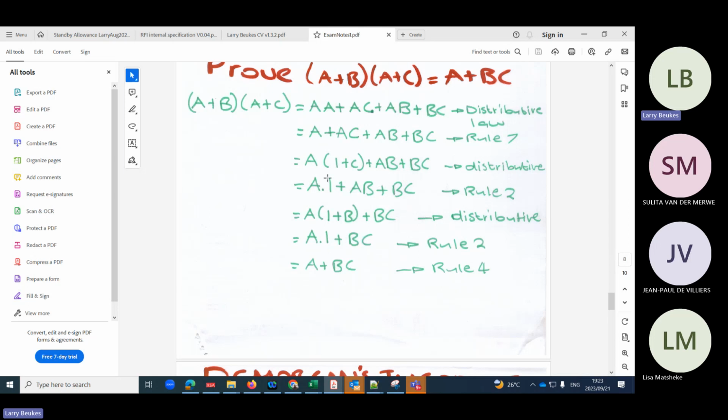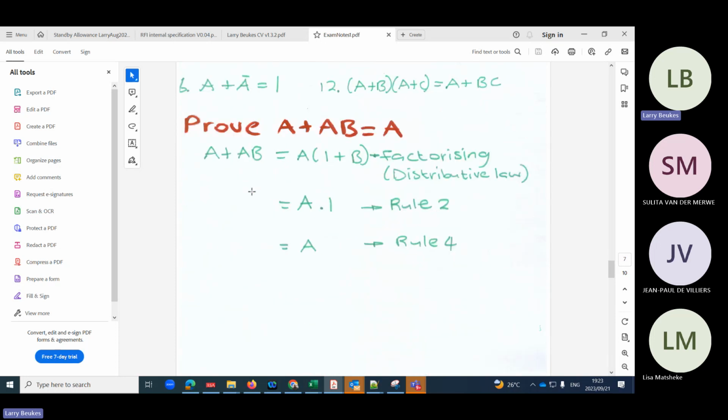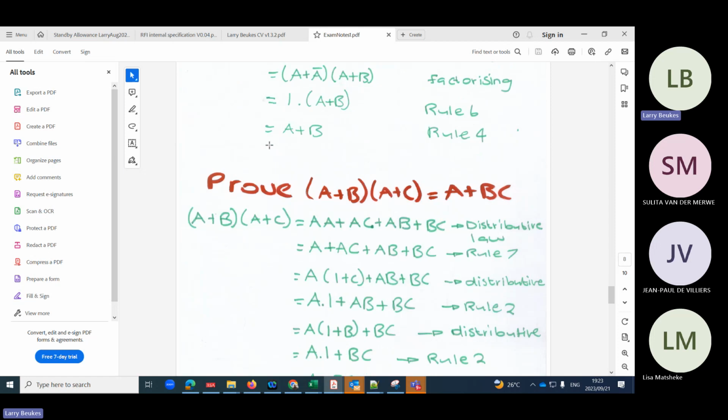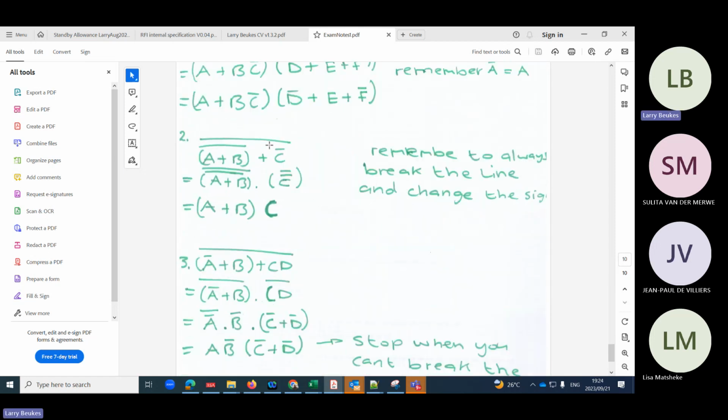So the most important laws here were the annulment law, identity law and distributive law, to prove this Boolean algebra. So guys, all the Boolean algebra tricks or difficult questions are here. Practice this. Okay, so now let's go to my favorite.